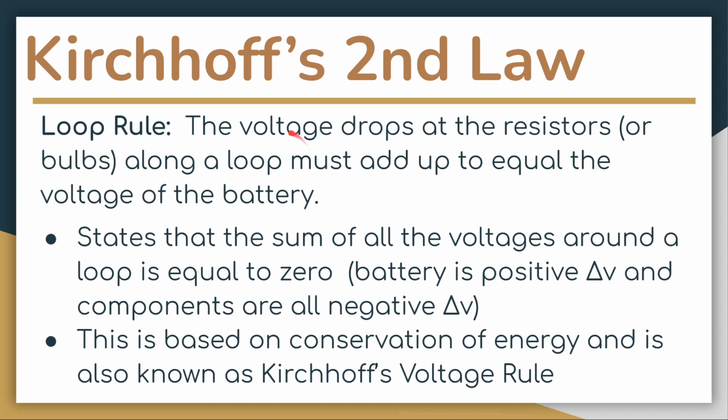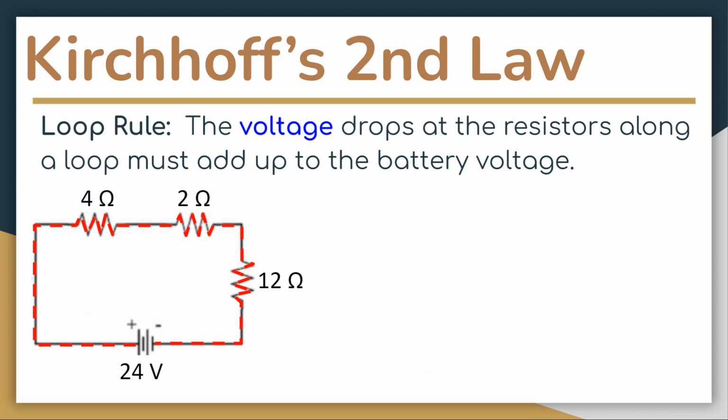Okay, but again, the voltage drops, that's going to be your change in electric potential. The electric potential energy per charge change at the battery has to equal the amount lost at the resistors on each loop. So, again, let's apply it to a circuit.